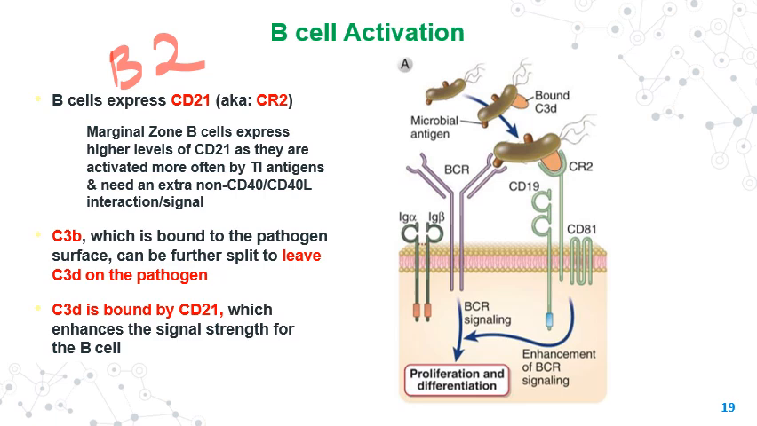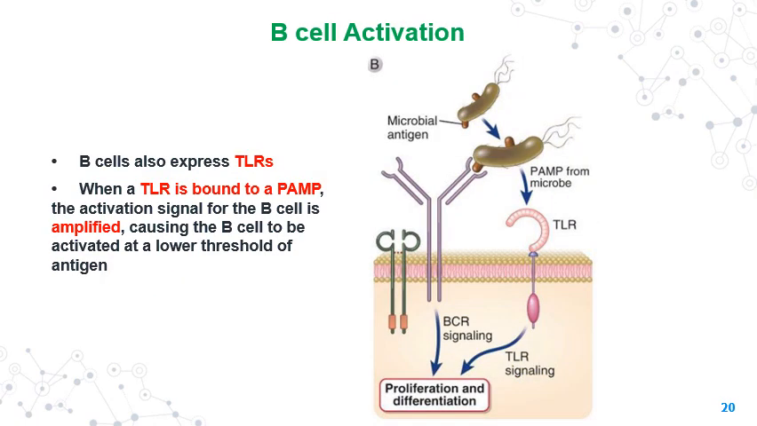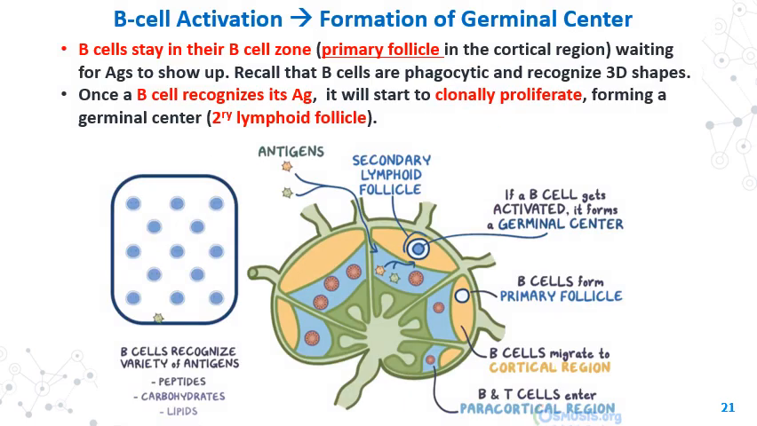And let me see here. What else is important? Okay, we already mentioned that. Also, second signal, remember, can come from a TLR recognizing PAMPs. All right, so what is happening in that follicle, right?